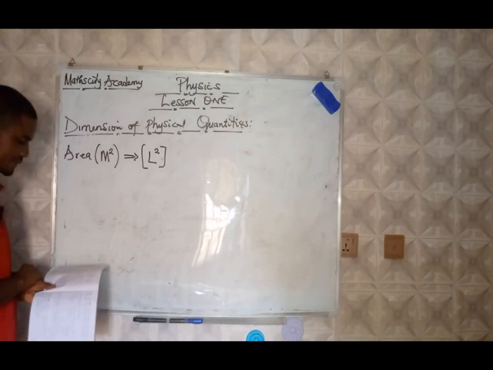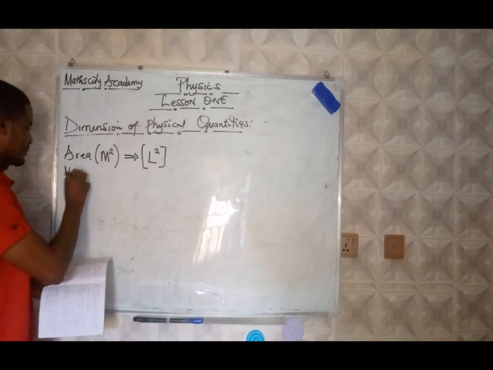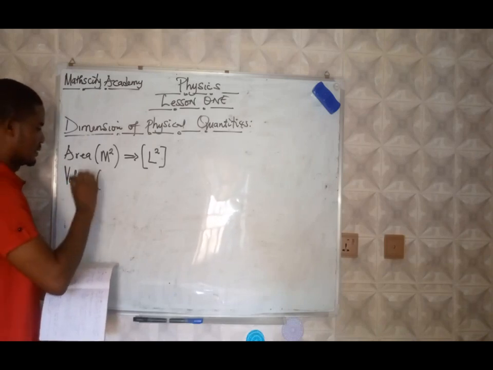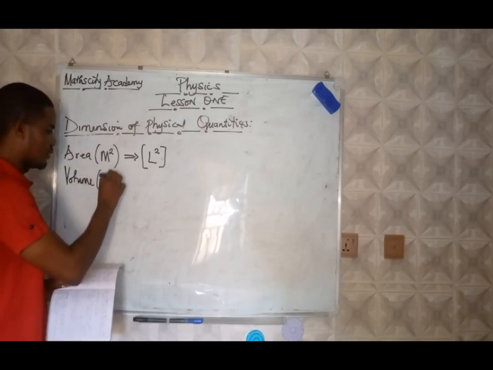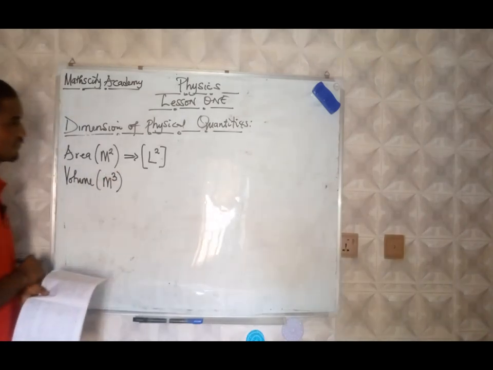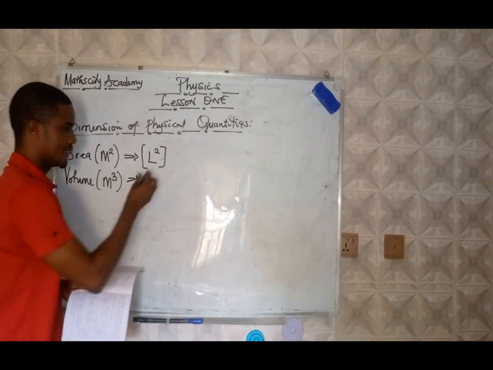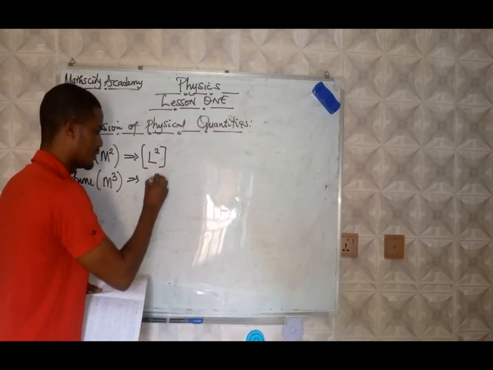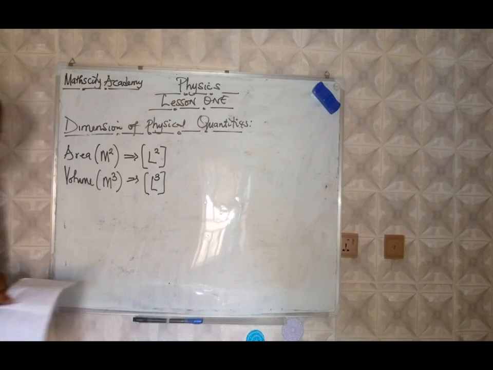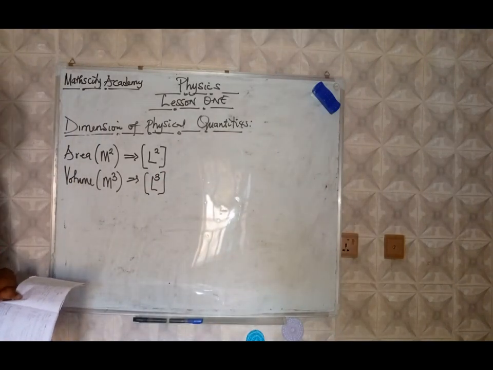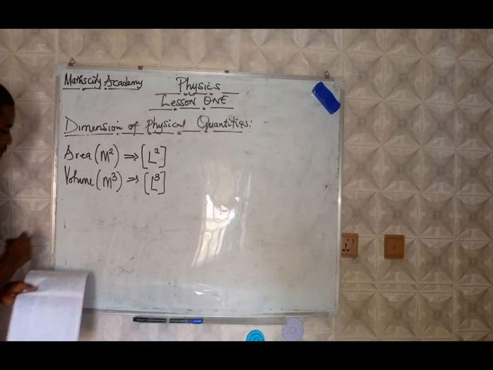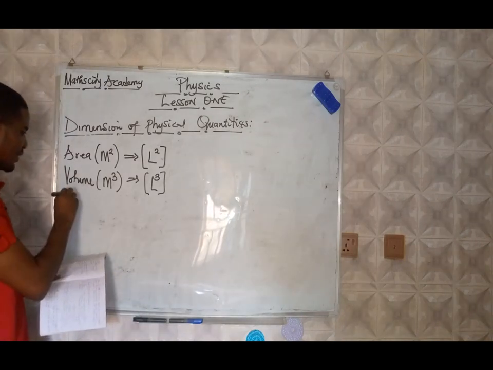I take another one. Volume. Remember that the unit of volume is meter cube. So since it is meter, it is length, then the cube. This becomes dimension for volume. I hope we are following this. Let's take another one. Dimension for velocity.